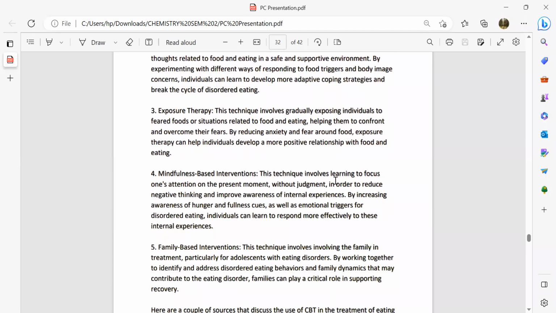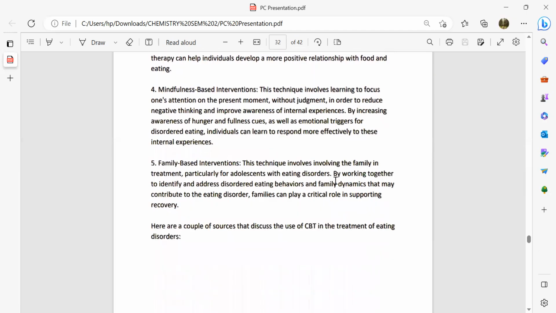Mindfulness-based intervention. This technique involves learning to focus attention on the present moment without judgment. Family-based intervention. This technique involves the family in treatment, particularly for adolescents with eating disorders.